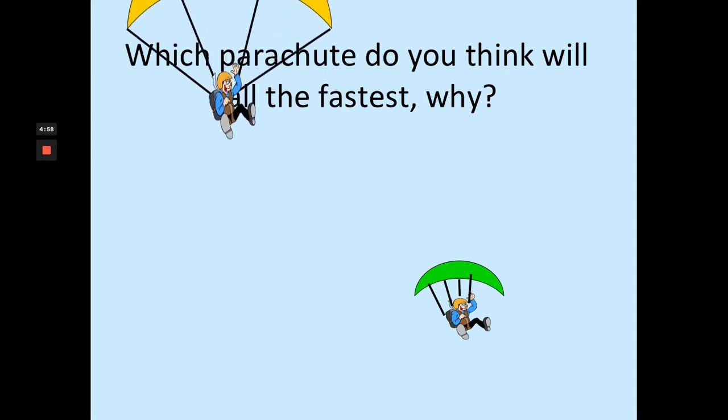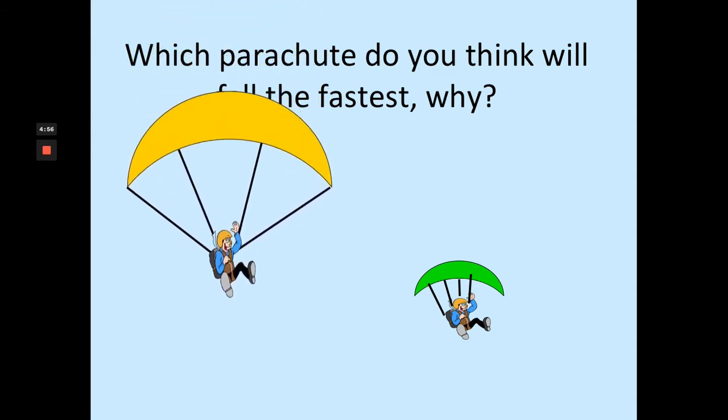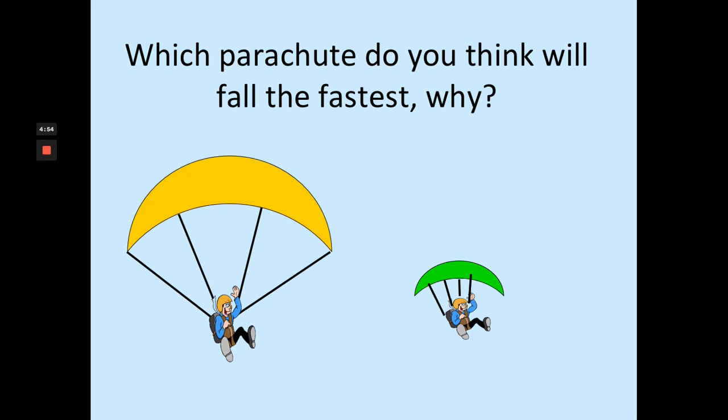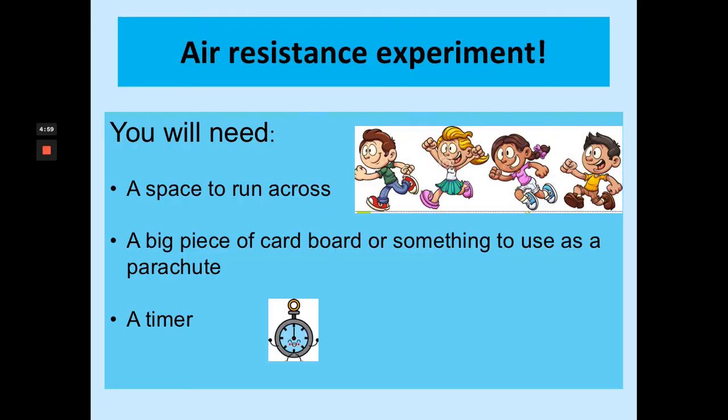So knowing what you know now about air resistance, which of these two parachutes do you think will fall the fastest and why? That's right. The smaller one will fall faster because there will be less air resistance. Well done.